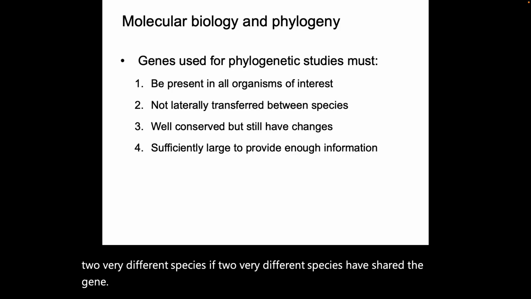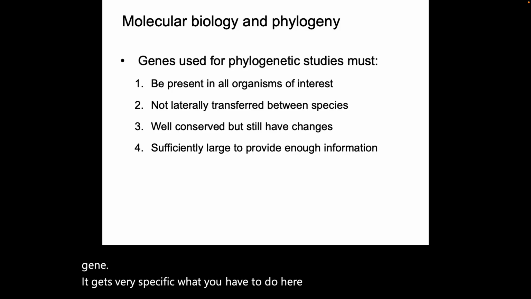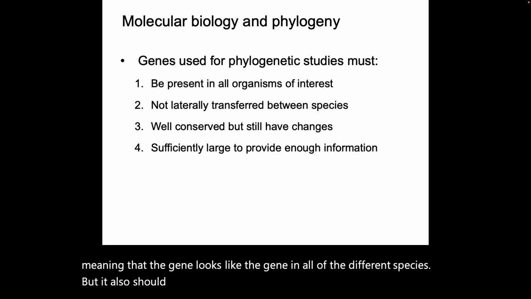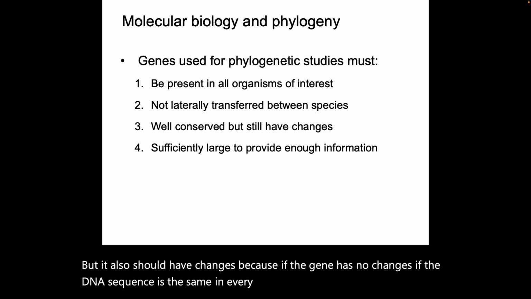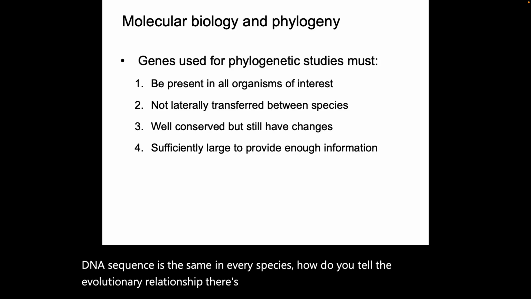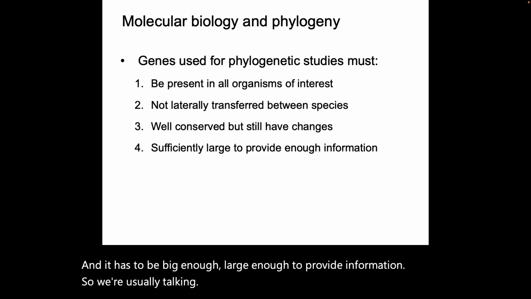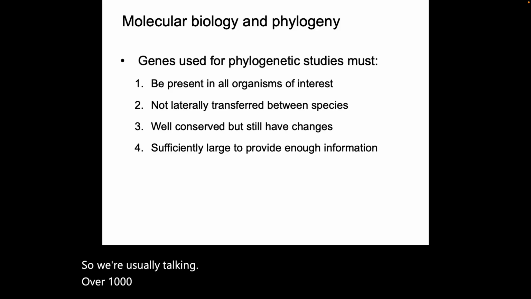It gets very specific what you have to do here. It should be well conserved, meaning that the gene looks like the gene in all of the different species, but it also should have changes. Because if the DNA sequence is the same in every species, how do you tell the evolutionary relationship? There's no change. And it has to be large enough to provide information. So we're usually talking over 1,000 base pairs is good resolution.